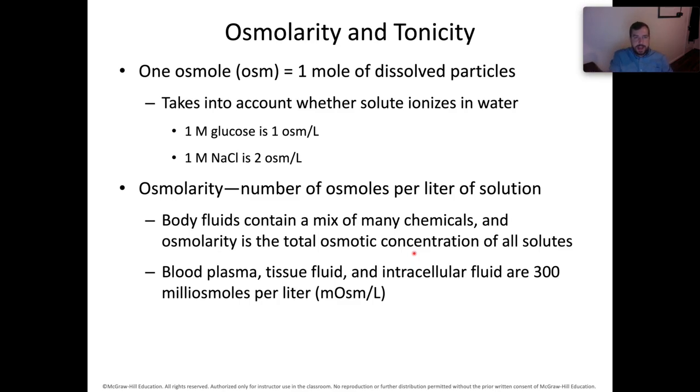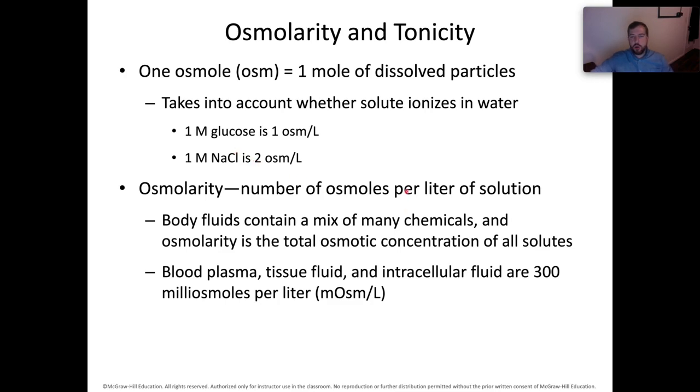So what is osmolarity as a concept? So 1 osmole is 1 mole of dissolved particles. So it takes into account whether the solute ionizes in water. So for example, 1 molar glucose is 1 osmolar because glucose cannot ionize, right? But for example, 1 molar sodium chloride ionizes into Na+ and Cl-. So that gives us 2 osmolar. So remember, your take-home message for osmolarity is how many particles we get. So if we did calcium chloride, for example, CaCl2, that would be 3 osmolar because of 1 calcium and 2 chlorides. So work through those in a couple of practice problems to make sure that makes sense.